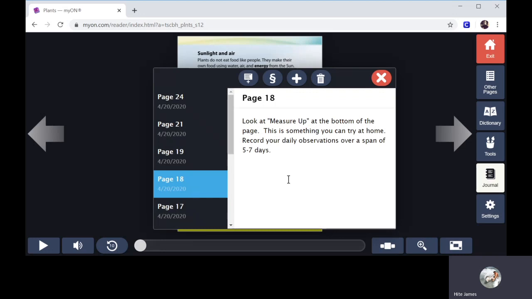You can try this at home, that measure up, and you can record your daily observations over the span of 5 or 7 days. Keep a little journal there, and you can measure the height of the plant. You can record how many leaves it has. Does it change color? So there's all sorts of different observations you can do. But yeah, go ahead and try that at home. Great little experiment that's easy to do.